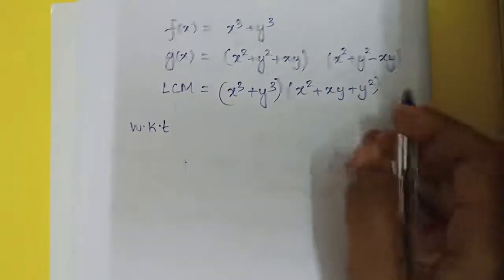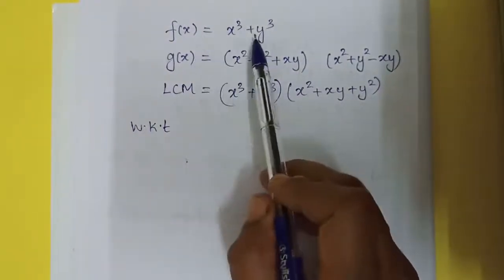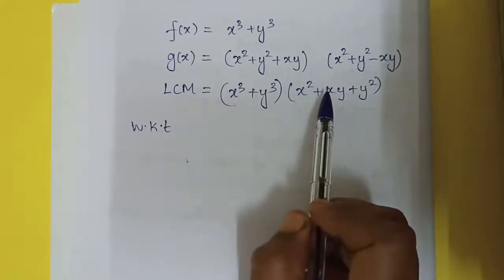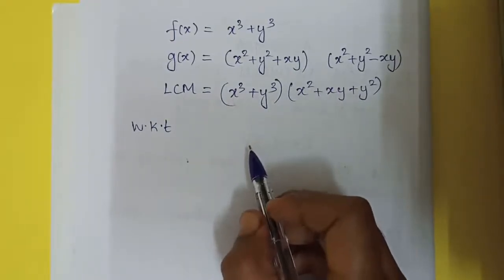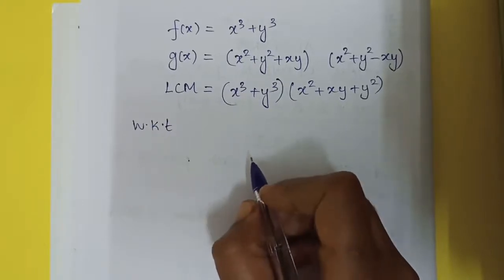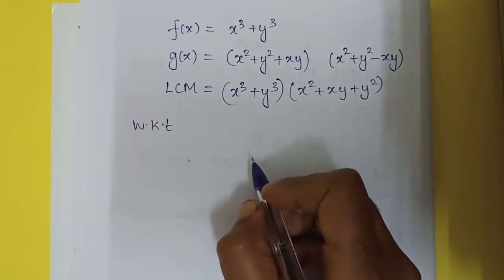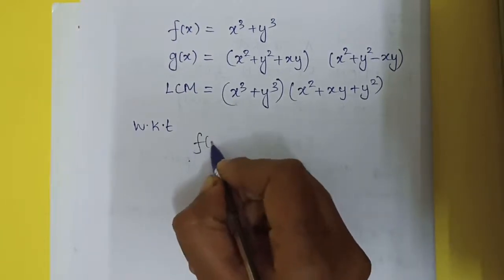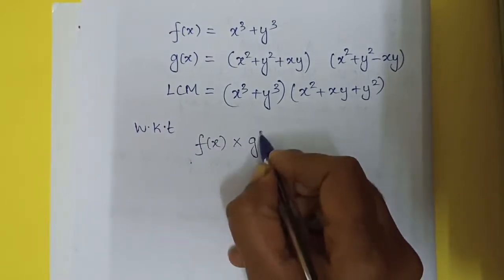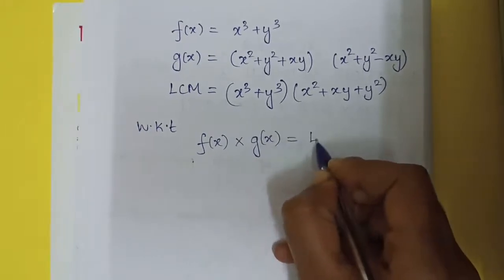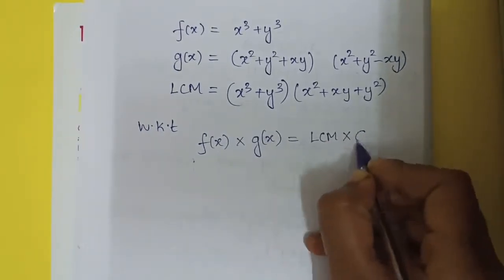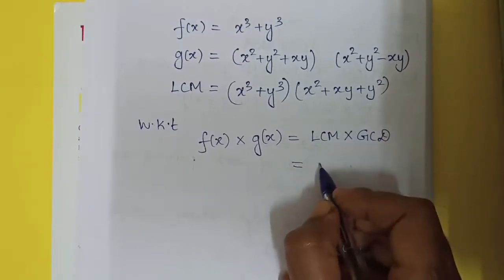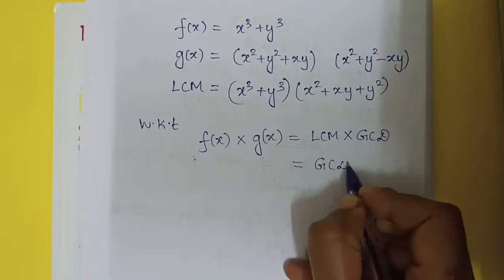Okay, listen. We resolved f of x and g of x, and this is the given data LCM. But we need to find GCD. Shall we use the relationship between LCM and GCD formula? What is that? F of x into g of x equals LCM into GCD. We need to find GCD. So let it be this side.